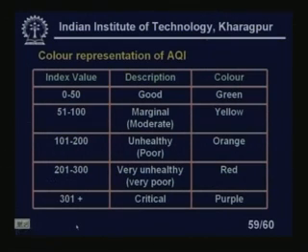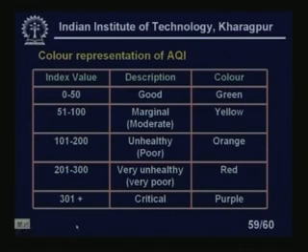51 to 100 is marginal, moderate, and we have yellow. I cannot justify why it is yellow, it is some standard that is to be followed. Obviously, green means our environment is green, which is always better for us. Then we have 101 to 200, unhealthy, poor, which is orange. Then 201 to 300 AQI value, very unhealthy, very poor, is considered red. Red always means alert. And 301 plus is critical, meaning there is no more consumption possible for human beings or any living animals.